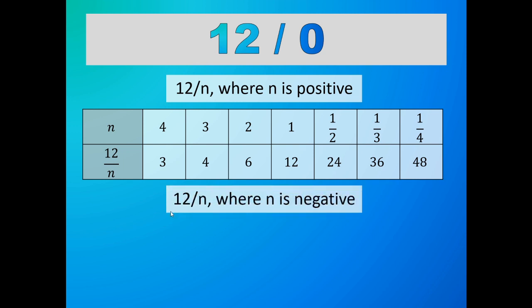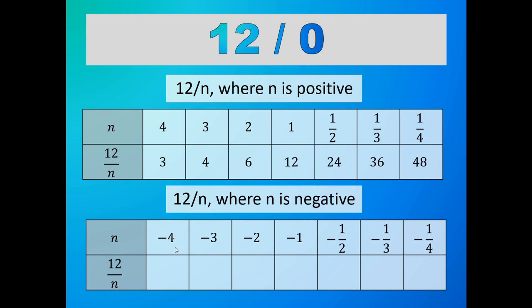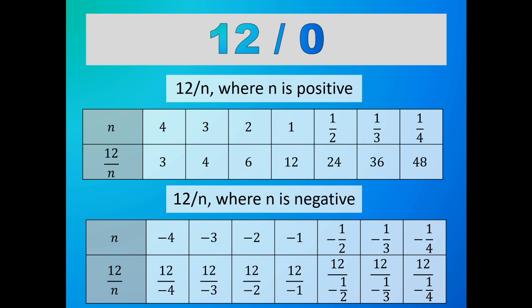But what about if n is negative? What happens then? Well, here is a table for some values of negative n, like -4, -3, -2, -1, -1/2, -1/3, and -1/4. We can just plug them into the expression of 12 divided by n. So let's go ahead and do that.